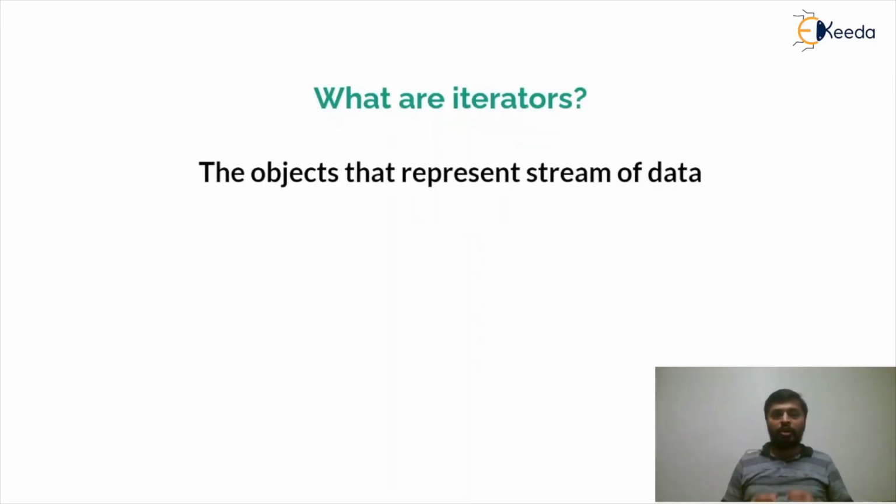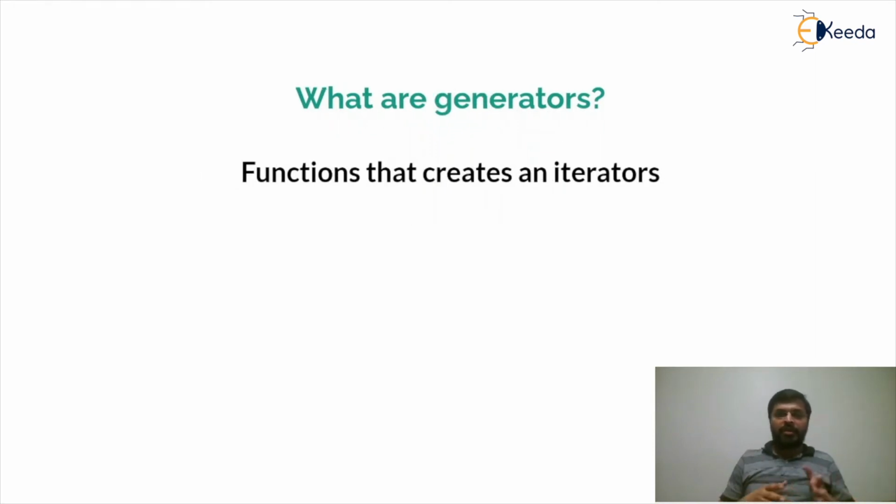Iterators are nothing but the objects that represent a stream of data. So the range function or the enumerate function that we have used in past provides a stream of data in each iteration, which a list cannot. The generators are nothing but the functions that create these iterators. So functions like range and enumerate are themselves called generators, and the return value given by these functions is called an iterator.